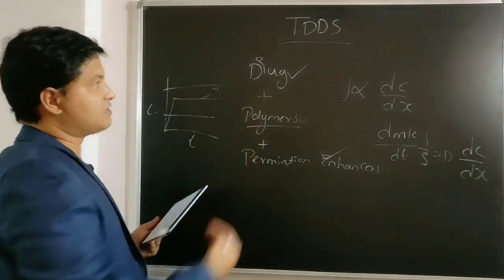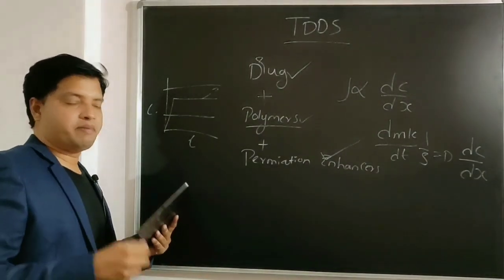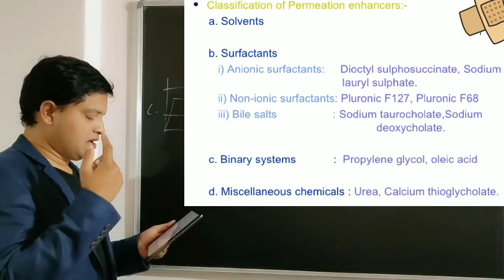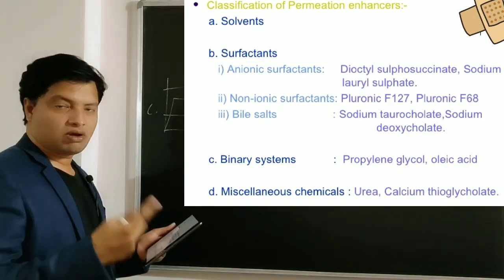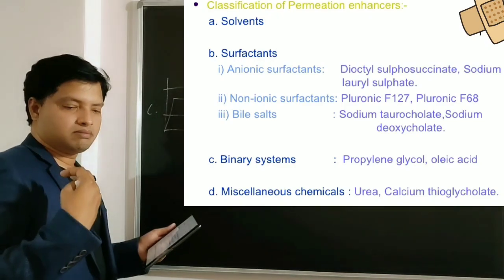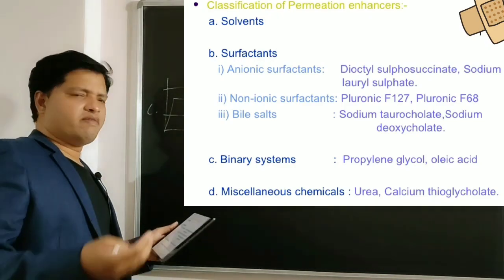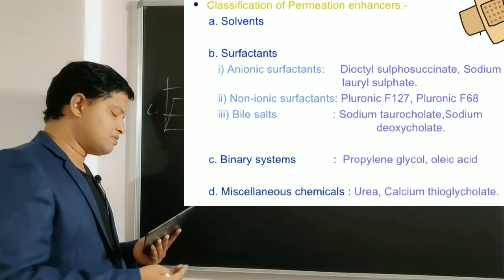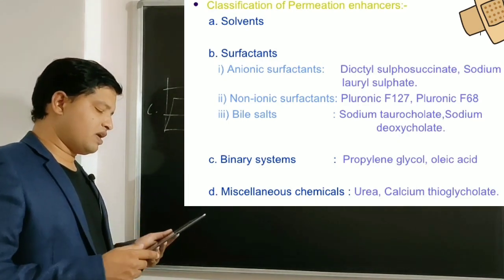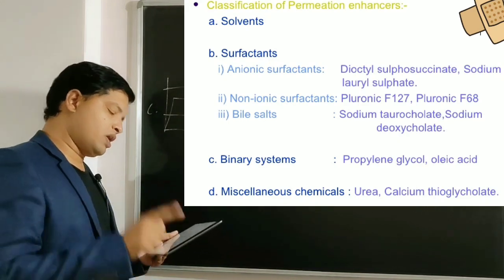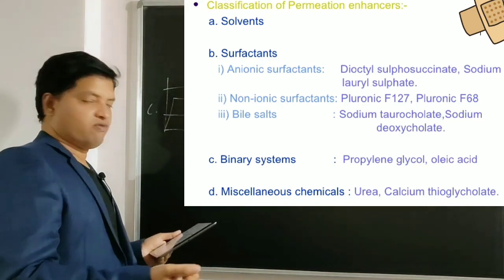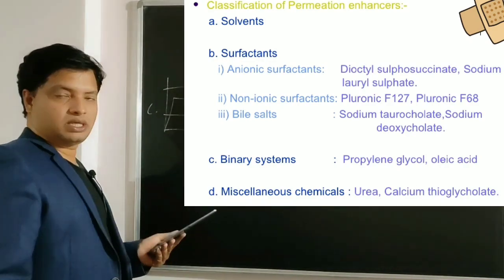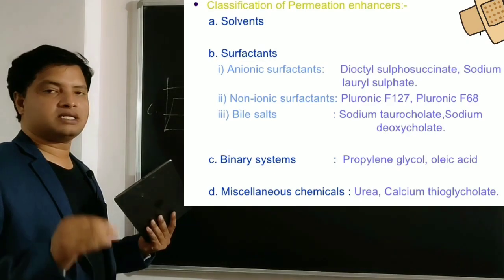So we will see the classifications of permeation enhancers. Here, we have solvents, surfactants, binary systems and miscellaneous chemicals. For solvents, we have alcohol, ethanol, and many organic solvents which can be used as permeation enhancers. Then we have surfactants. Anionic surfactant, we have sodium lauryl sulfate; non-ionic, Pluronic F127. Then bile salts, we have sodium taurocholate or sodium deoxycholate. These are the permeation enhancers.